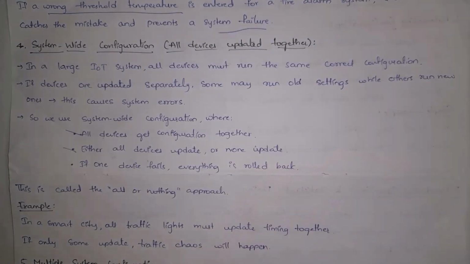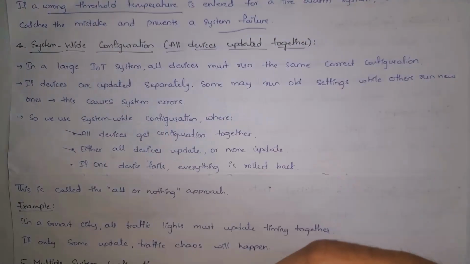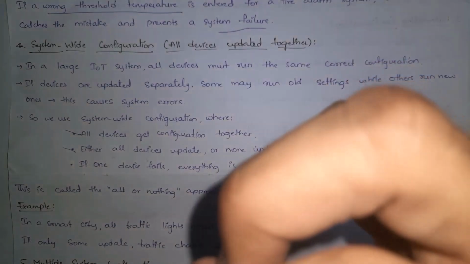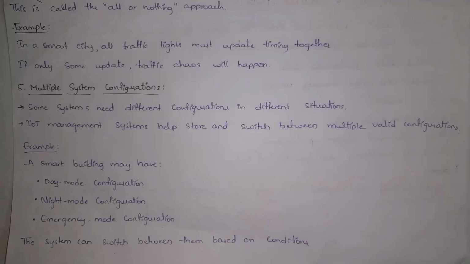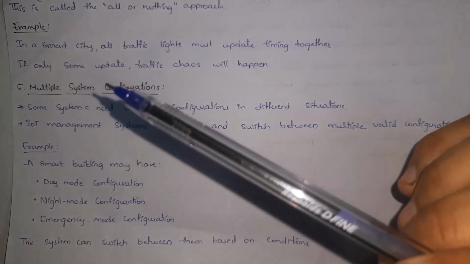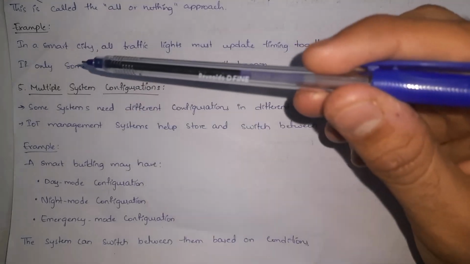That is nothing but either all devices are updated or no devices are updated. For example, if one system configuration fails, then all systems configuration will be stopped. That is why we call it the all or nothing approach. Because for example, if you consider a smart city, there are so many traffic lights. If one light is not updated, then everything will be stopped. No lights are updated.